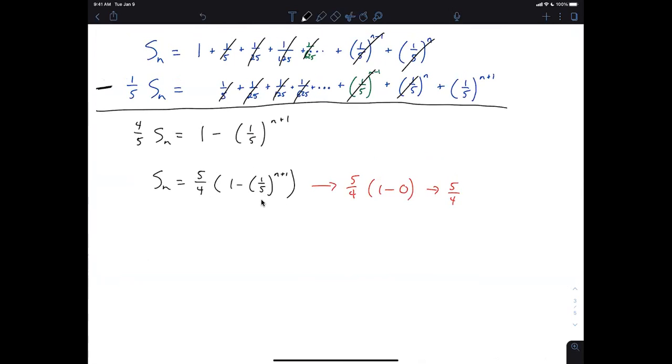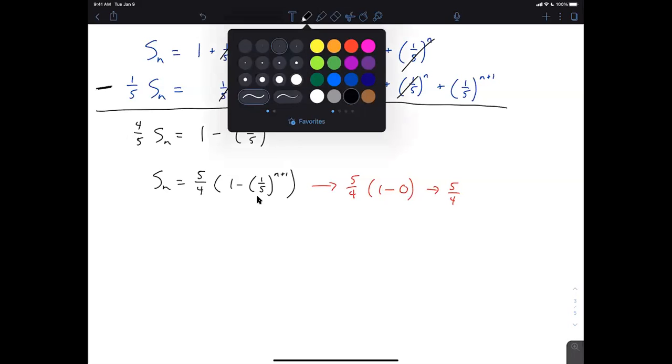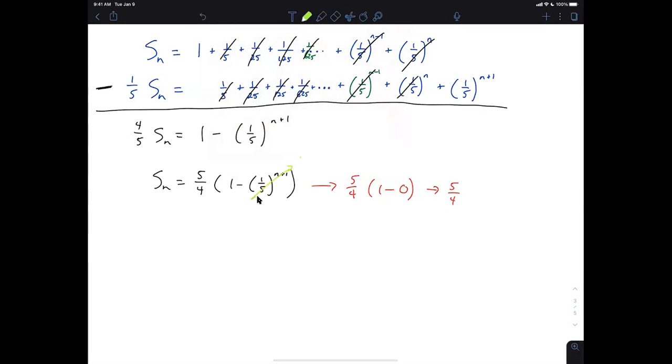What part of this did not determine that the answer was 5/4, but what part of this determined that this converged, that there was in fact an answer? So what meant that you were going to get an answer here and not infinity or negative infinity or something else? Because the n was applied to a number between 0 and 1. Yes. So this part went to 0. So the fact that that part went to 0 determined that it converged.